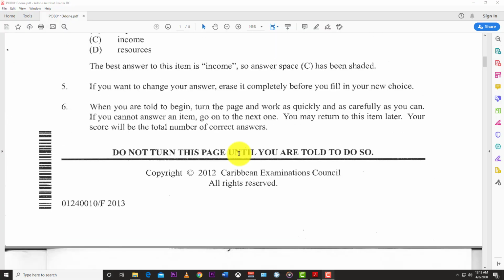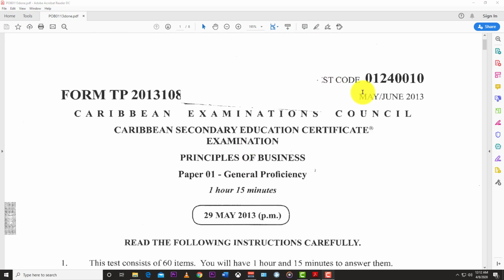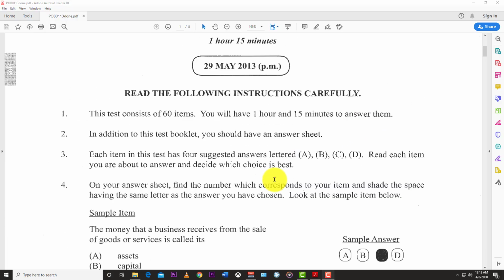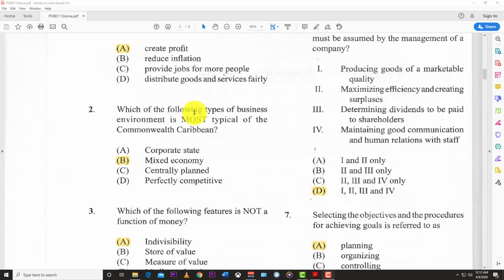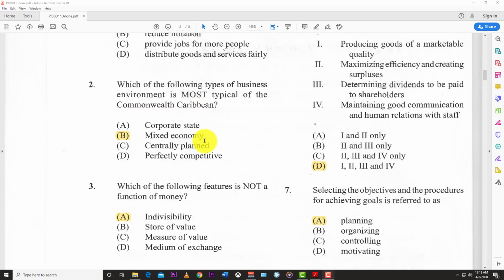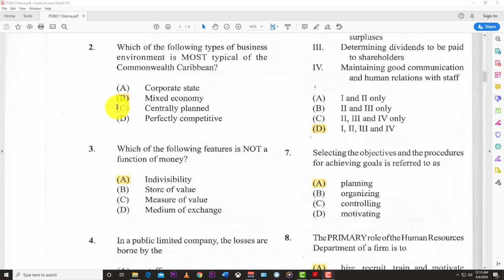All right, so let's just jump into it. It is the May-June 2013 POB paper 1. All right, number 1. Private enterprise is one mainly to, and of course the objective of any business is to make a profit. Number 2, which of the following types of business environment is most typical of the Commonwealth Caribbean? And the best answer for that one is B, mixed economy.